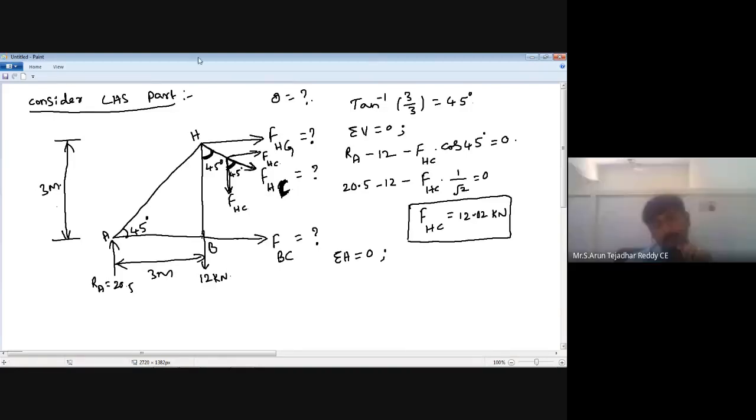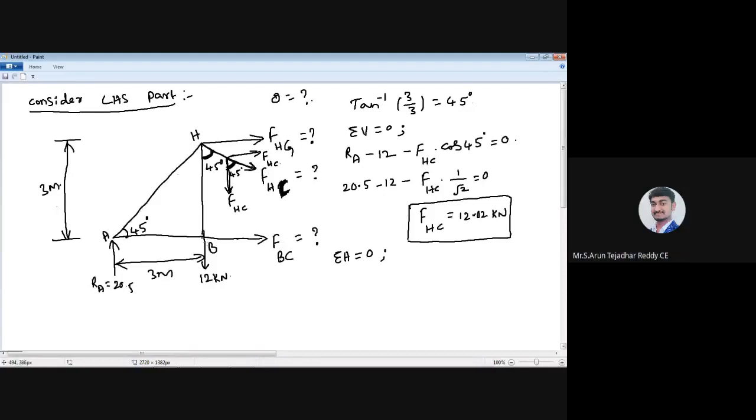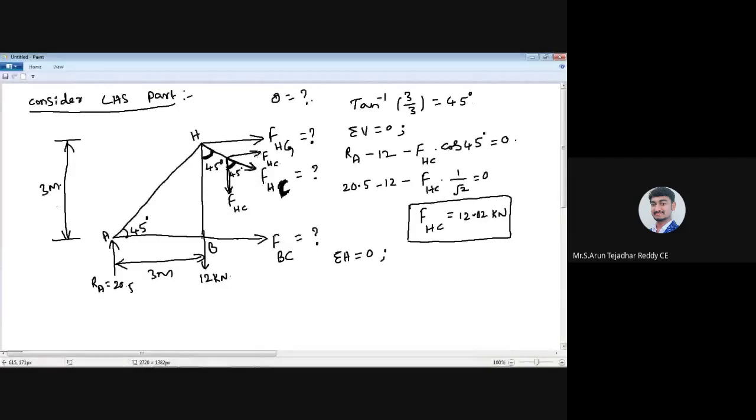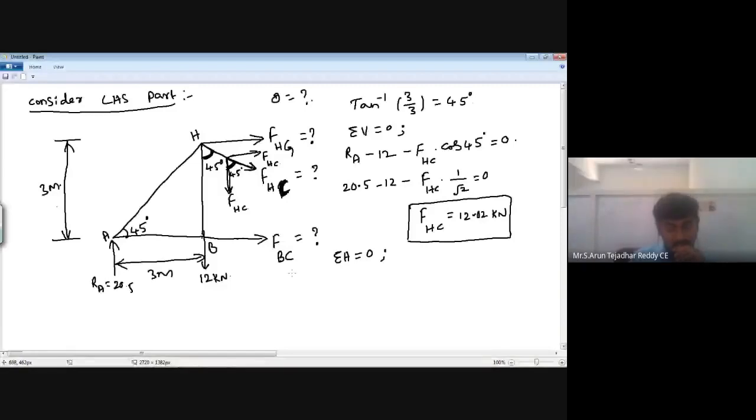Observe in this LHS part how many horizontal forces are acting here. That is FBC horizontal force, FHG horizontal force with a certain angle. Check the direction. All directions are right side, so take positive.